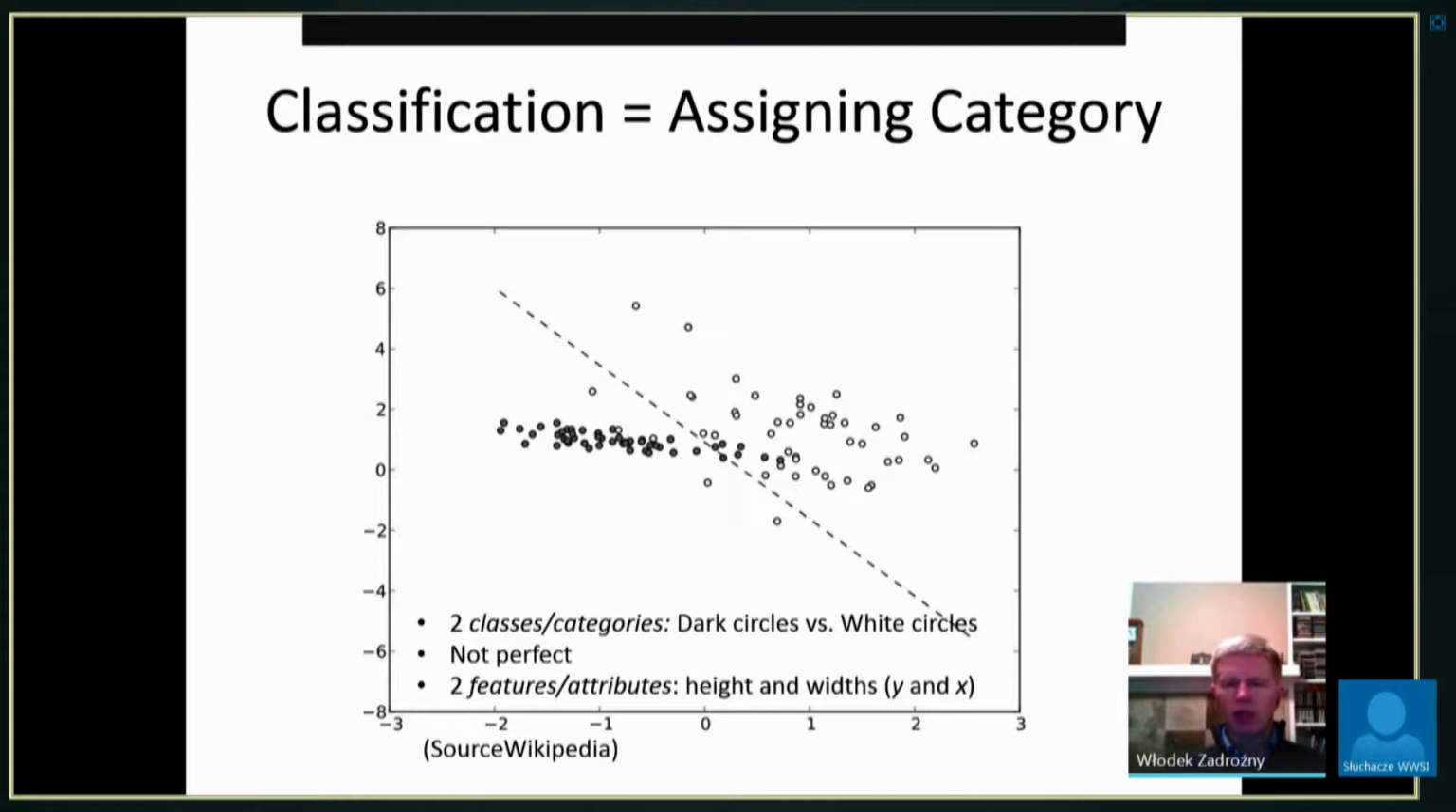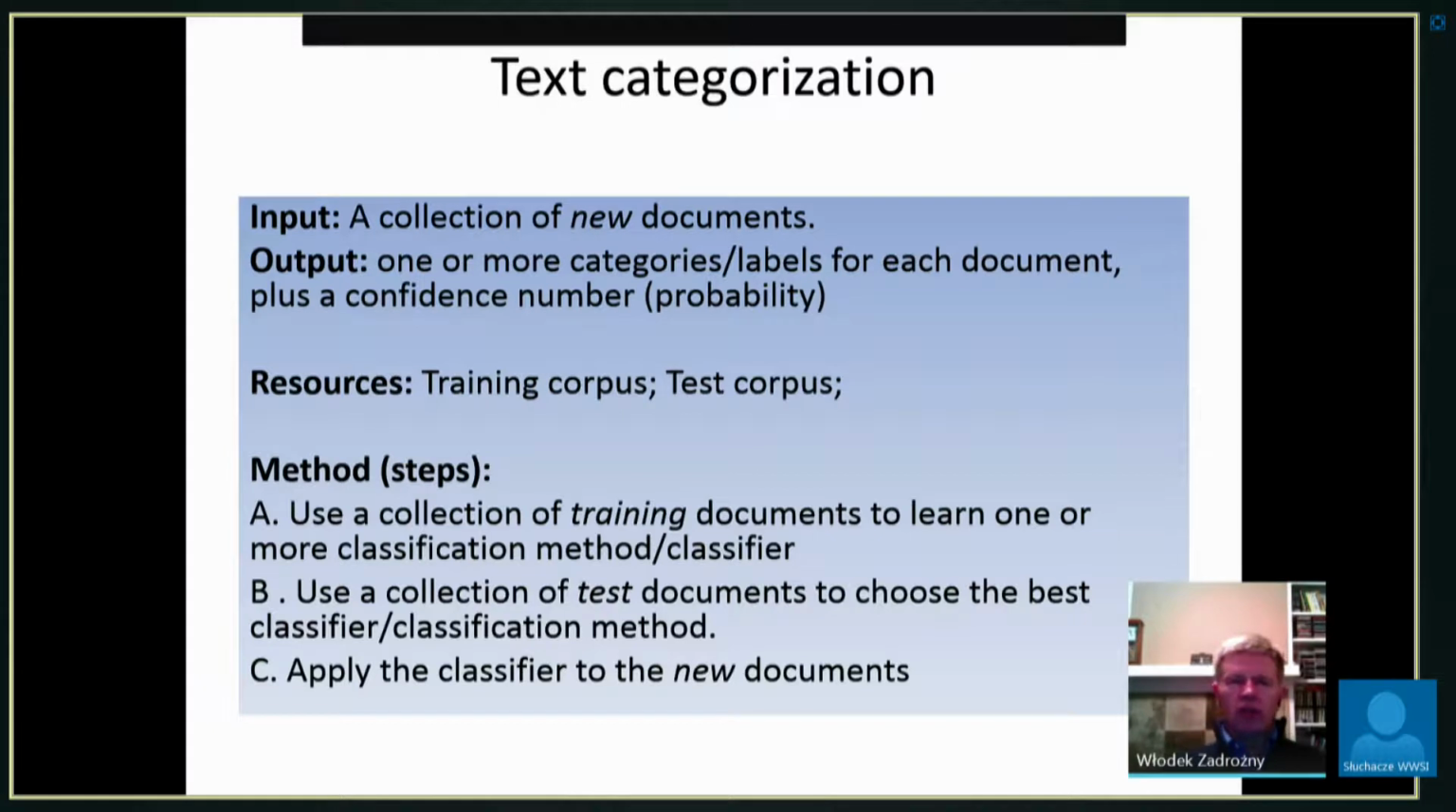So above the line we have most of the white dots, and below the line we have the dark dots. So for text classification or categorization, the general approach is the following, that we would take a collection of new documents and we would like to get one or more categories or labels for each document plus a confidence number, for example, probability that the document is in the given class or category.